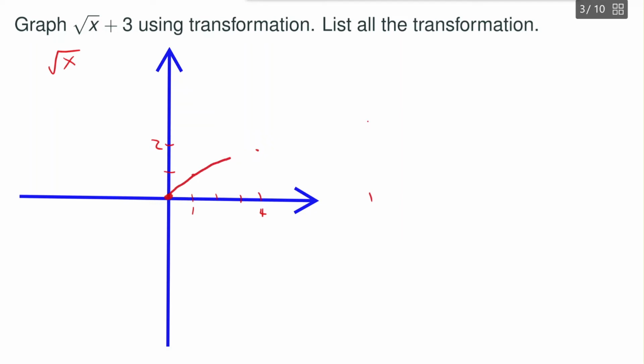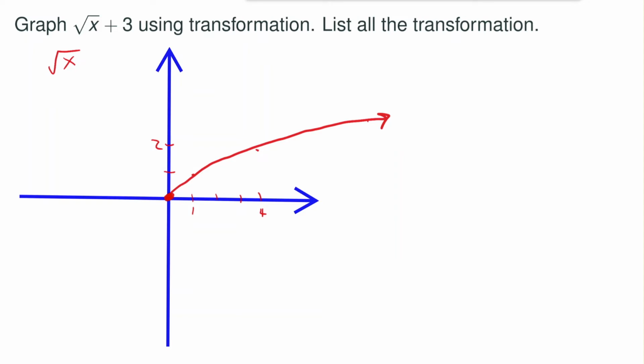So yes, this portion of graph right here. Well, let me draw a better curve, something like this. And it goes like this forever. The important thing about the square root function is that the parent function starts at 0. The domain is 0 to infinity. You cannot have a negative number inside of a square root unless we do some transformation.